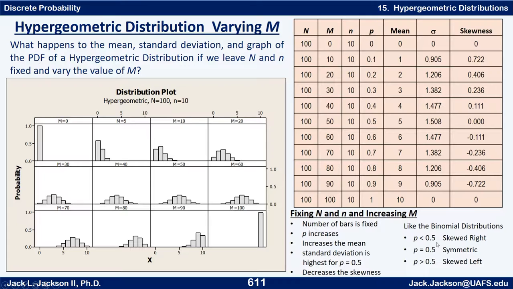So like the binomial, when your probability p is less than a half, it's going to be more concentrated on the left and skewed to the right, and vice versa for probability greater than a half. And when the probability was 1/2 right here, this one is perfectly symmetric.